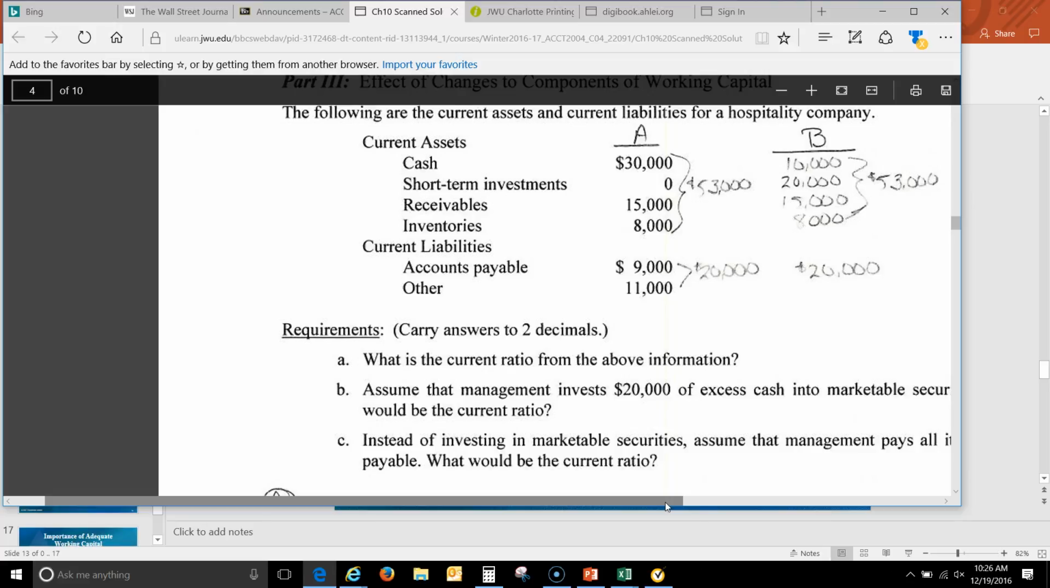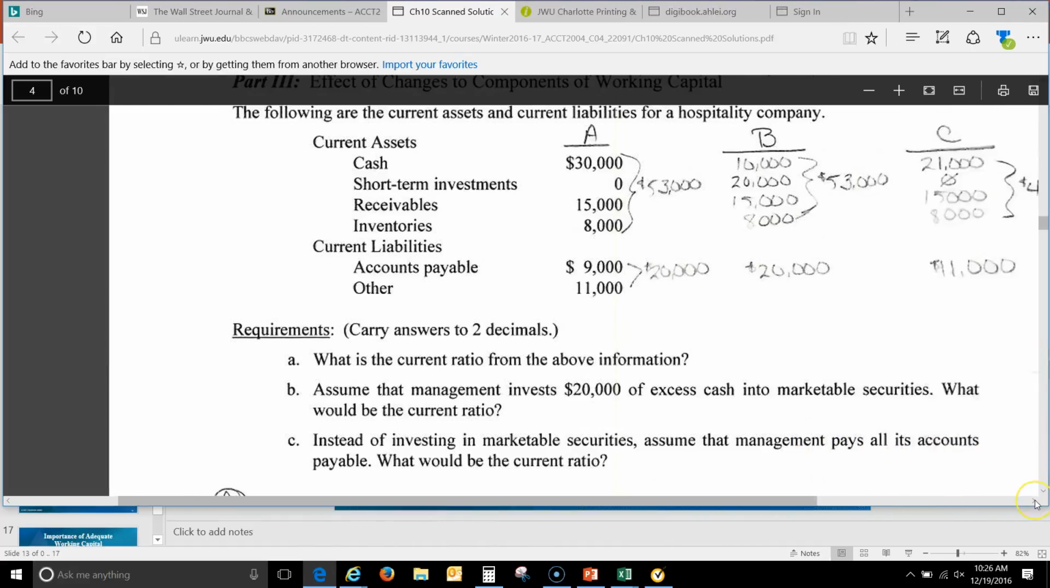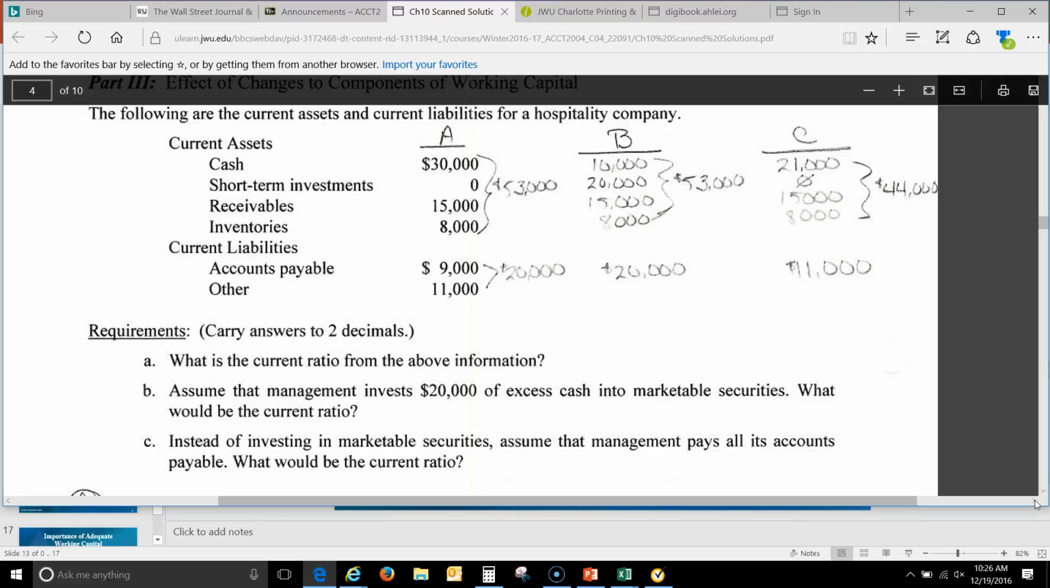Oh, it's still asking what the short investments would be? No. Forget short-term investments. In the third scenario, we're taking $9,000 out of the 30,000 in cash and we're paying off those accounts payable. Oh, if you take 9,000 from that, yeah, these are gone. Exactly. So accounts payable now becomes 0. Cash now becomes 21,000, and you end up with this. So now we have 44,000 in current assets and 11 in liabilities.